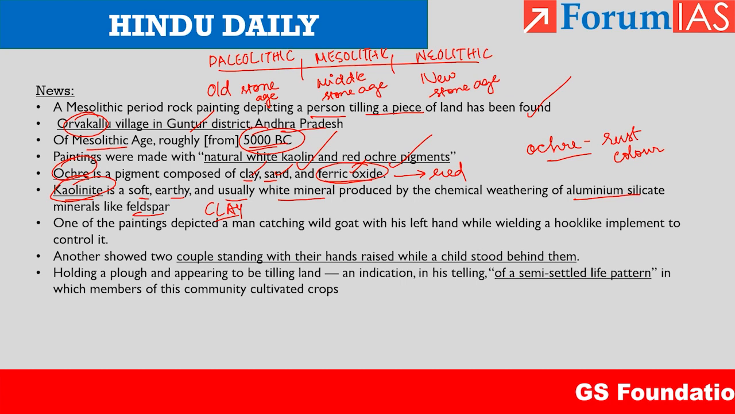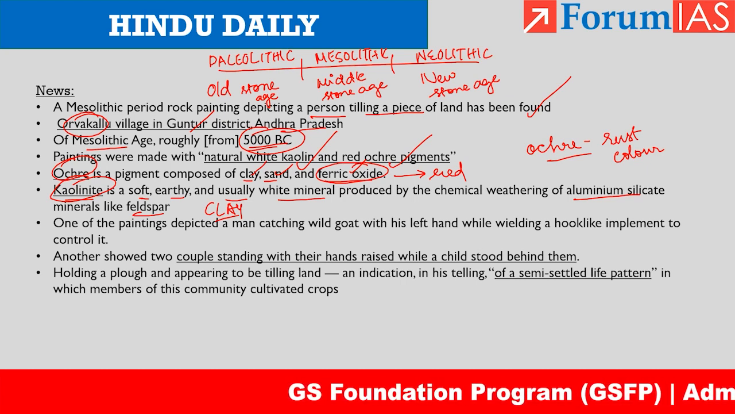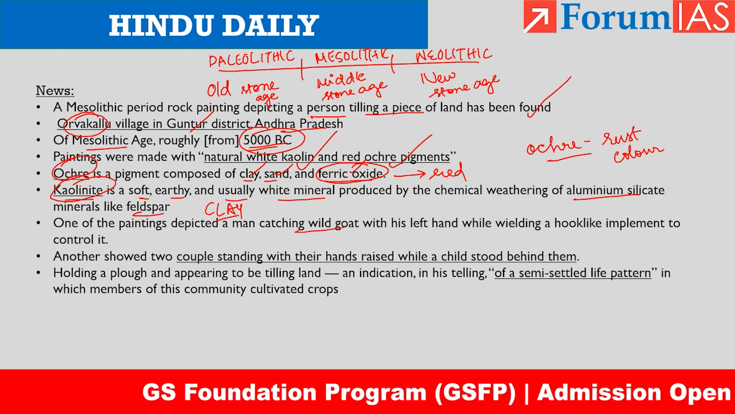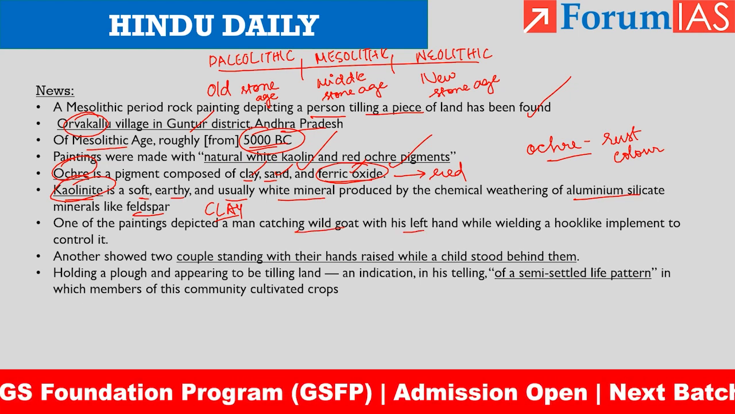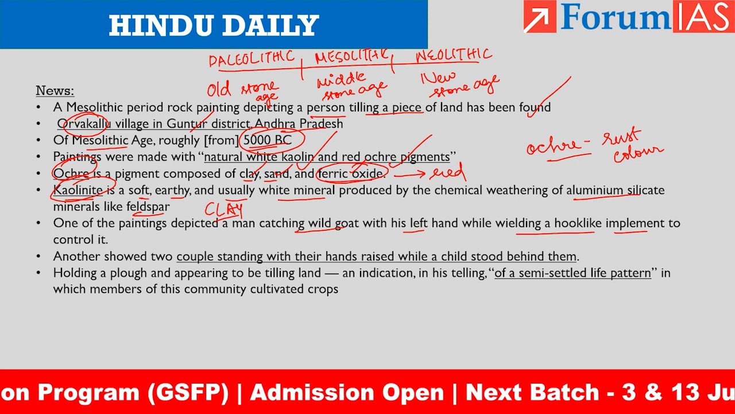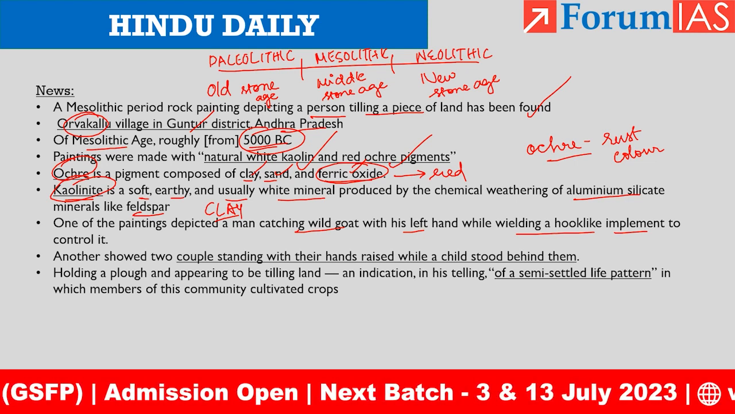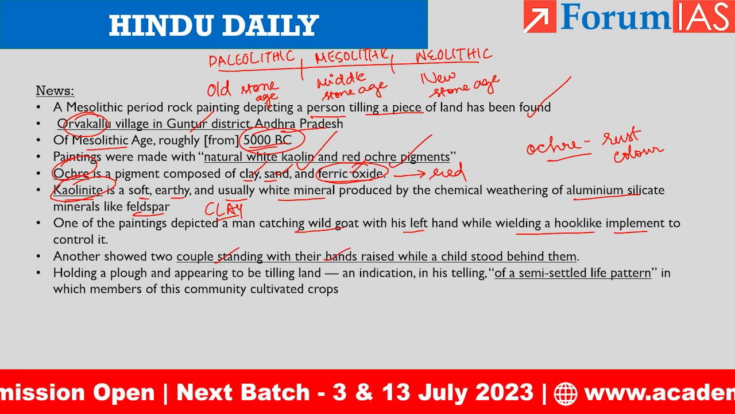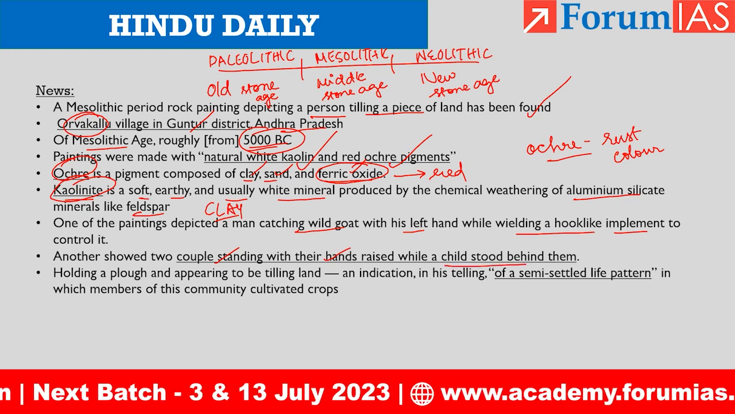Okay, and there were other paintings also. One of the other paintings depicted a man catching a wild goat with his left hand while wielding a hook-like implement to control it. Another showed two couples standing with their hands raised while a child stood behind them.